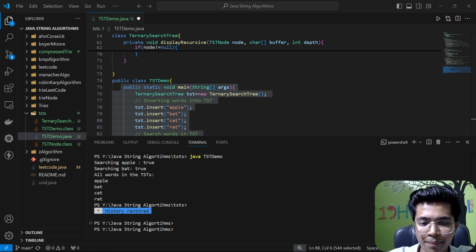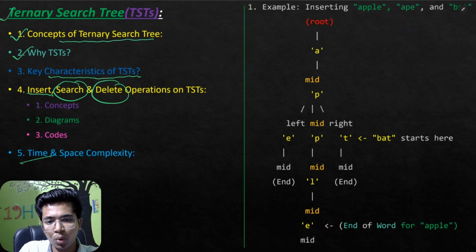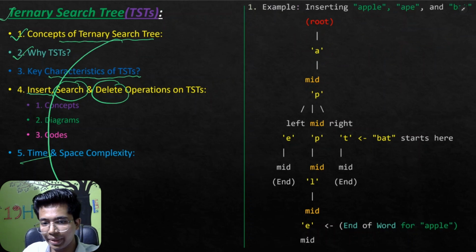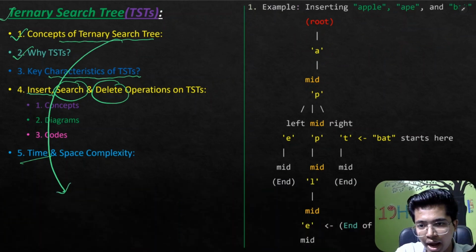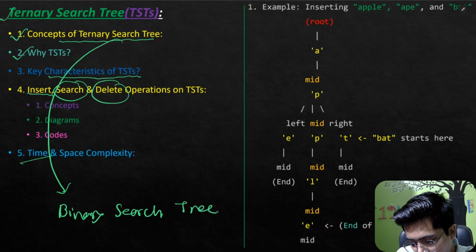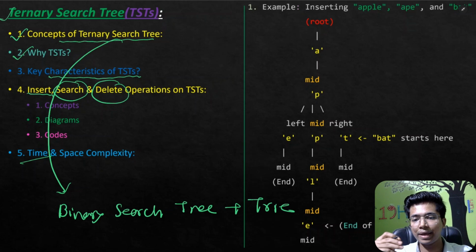Okay, so move back. First we will understand the concept of what a ternary search tree is. The name suggests that it is a hybrid between a binary search tree and a trie. Look at the name, ternary search tree. Why is the name ternary search tree? Because it's a hybrid between a binary search tree and a trie. So we can call it the combination of a binary search tree plus a trie.